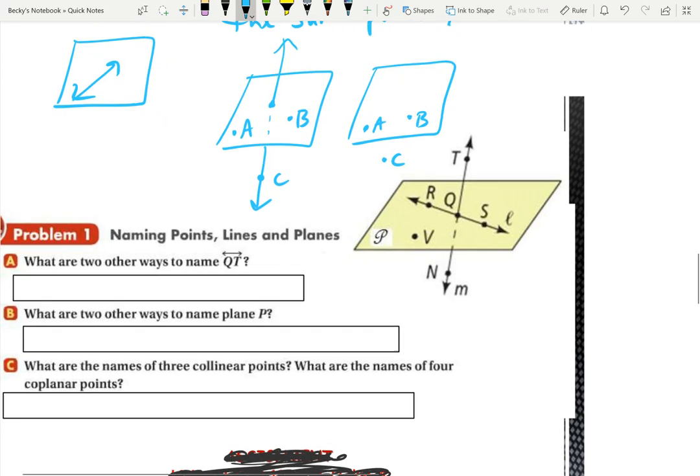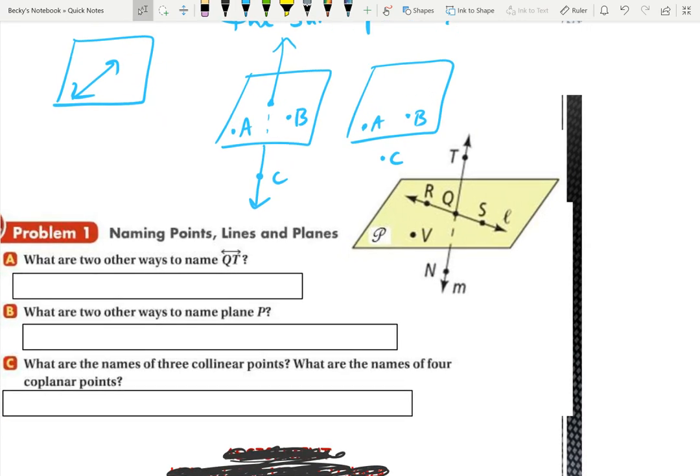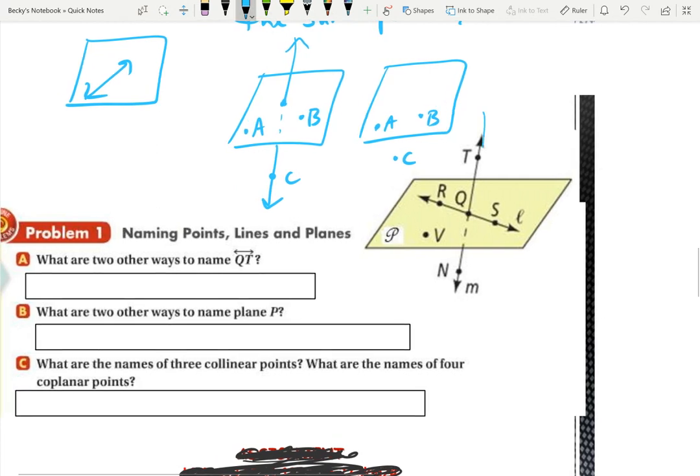Okay, so let's go through this. What are 2 other ways to name QT? All right, so that's this line. Let's do the cheater way, lowercase cursive m. And I could just switch the letters and say TQ, putting the line on top. And you could use N. So N and then some other letter. NQ. Could you say NM? What do you guys think? Does that work? No, because M is not a point. M is the name of the line, so that is wrong.